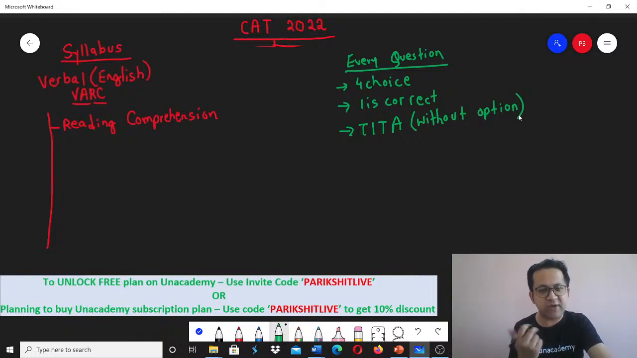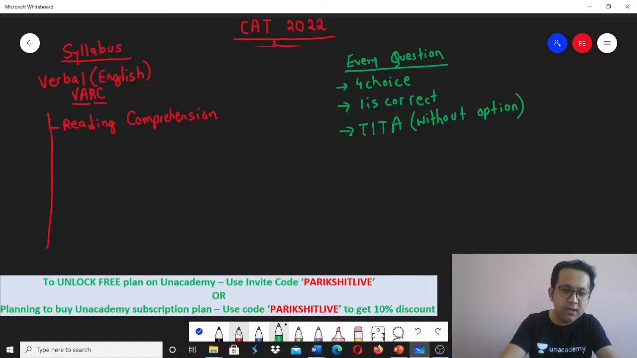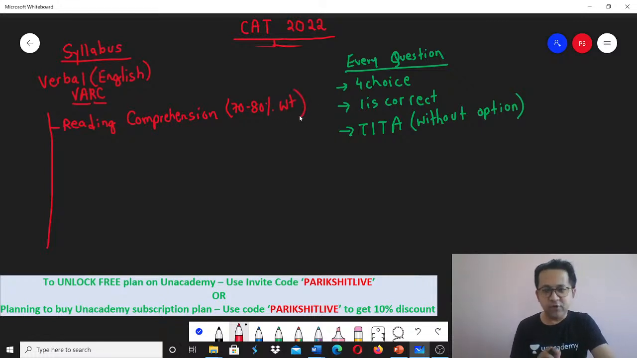Let's say the answer is 75. You need to type 75 using the keyboard or an online screen calculator, which will be available to you. So nothing is descriptive, but yes, TITA has been introduced in the last 4-5 years. Before that, it was only multiple choice. So RC constitutes about 70 to 80% weightage. If you know how to read passages well, and if you are able to do it fast, don't forget the time limit, you will be through in the RC section.